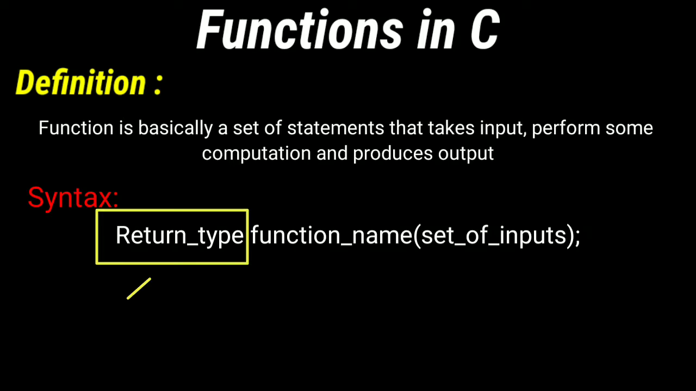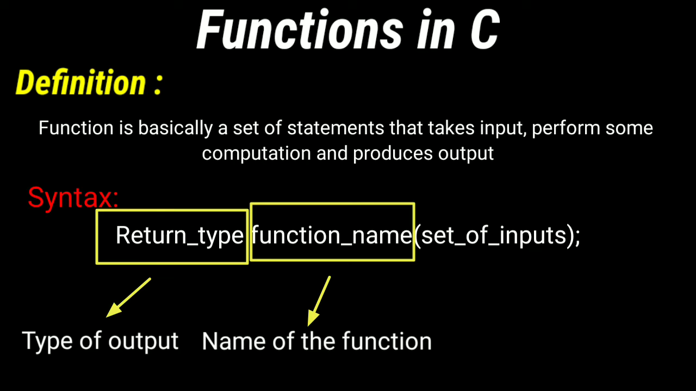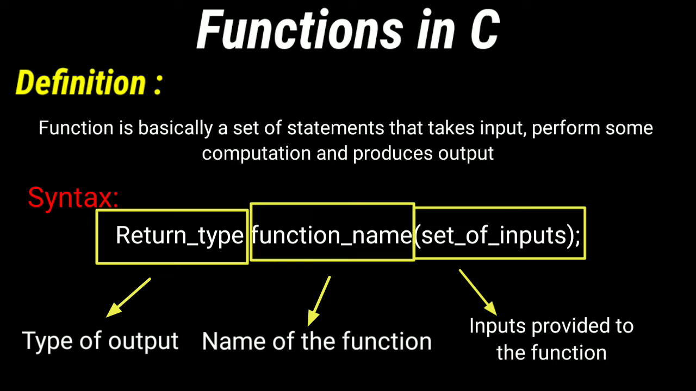Return type indicates the type of the output returned by the function. Function name indicates the name of the function. And the set of inputs indicates the inputs provided to the function. Always remember, it is not necessary to provide inputs to the function. Without input, it can perform some computation and it can return some output as well. Return type indicates the output of the function. An output could be of integer type, character type, or float type, and so on.